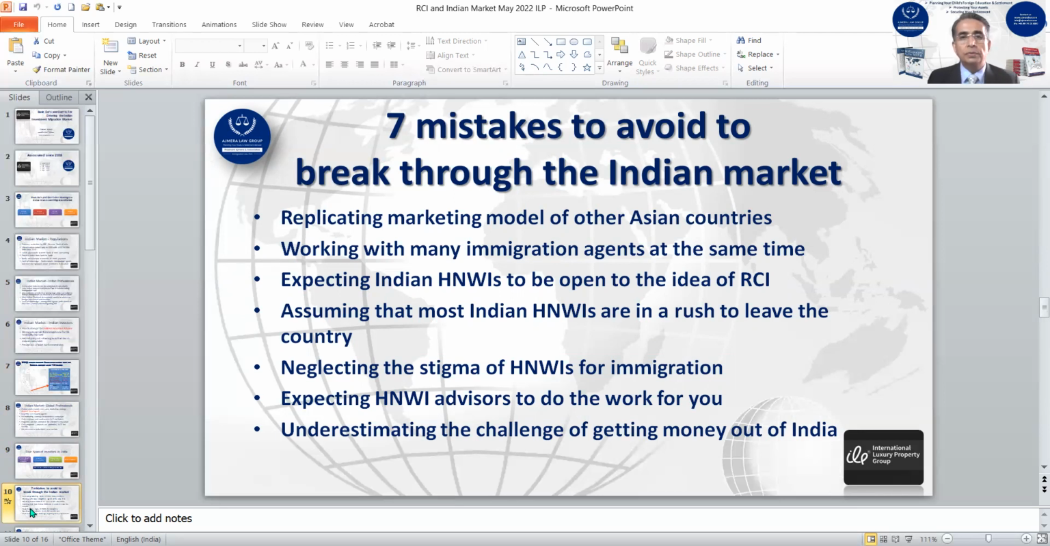The result was 0 because they didn't understand the Indian market. They were working with many immigration agents at the same time, and the information that ultimately goes to the investors is different from agent to agent. Many of these programs are just being spoiled. Even though they are good programs, they are being spoiled, I would say, by the so-called immigration agents and consultants.